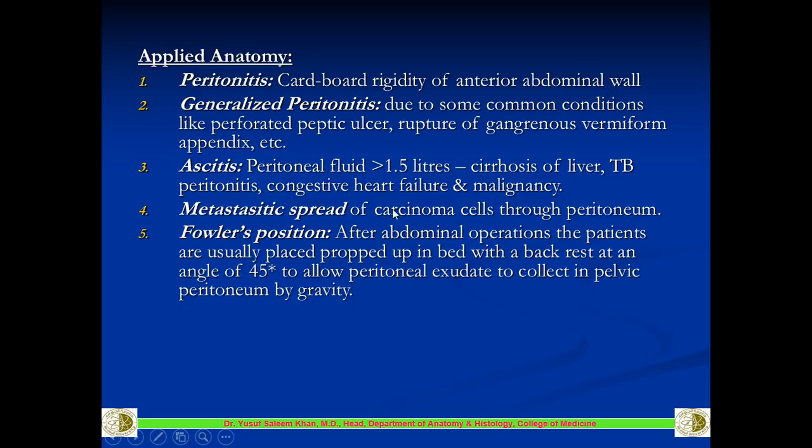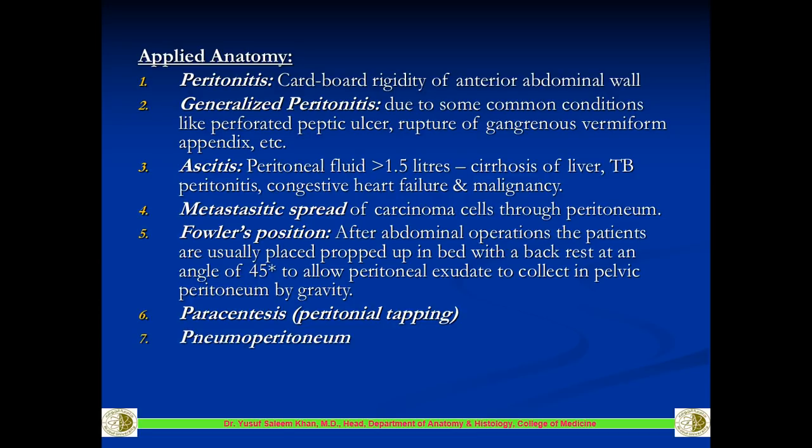After abdominal operation, the patients are usually placed propped up in bed with a backrest at an angle of 45 degrees to allow the peritoneal exudate to collect in the pelvic peritoneum by gravity, and from there it can easily be drained through the pouch of Douglas into the rectum or into the posterior fornix of the vagina. Then if there is ascites, they do something called paracentesis, or peritoneal tapping, by which the fluid from the abdomen is drained outside.